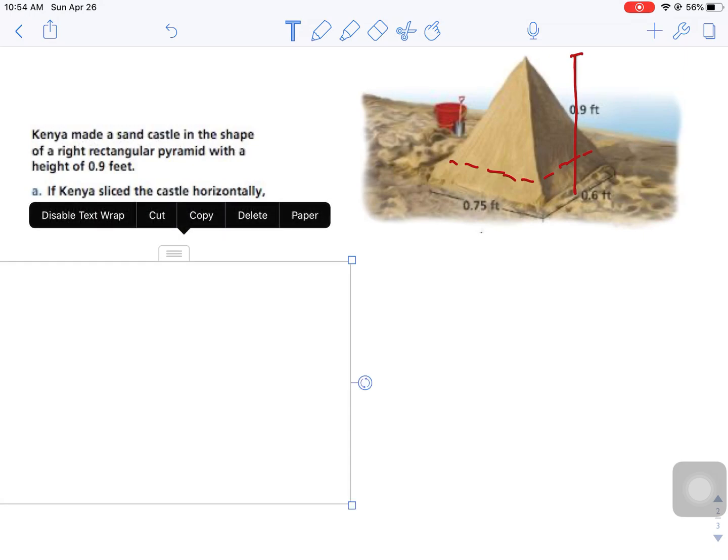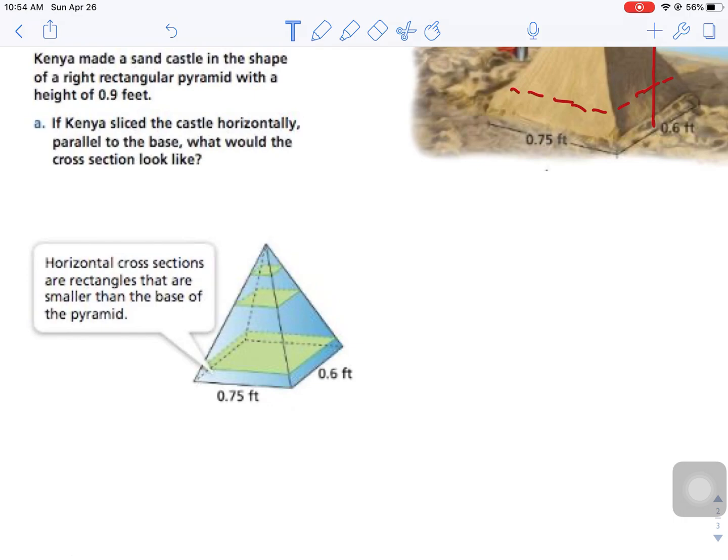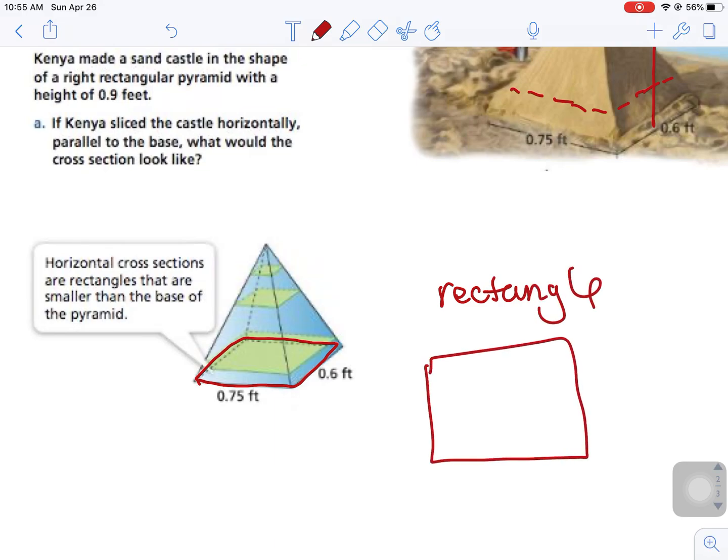So if I were to make a horizontal cut, you guys can see with the light green, it's going to be parallel to the base, which is a rectangle. So I have a rectangle. My length is 0.75 feet and my width is 0.6 feet.